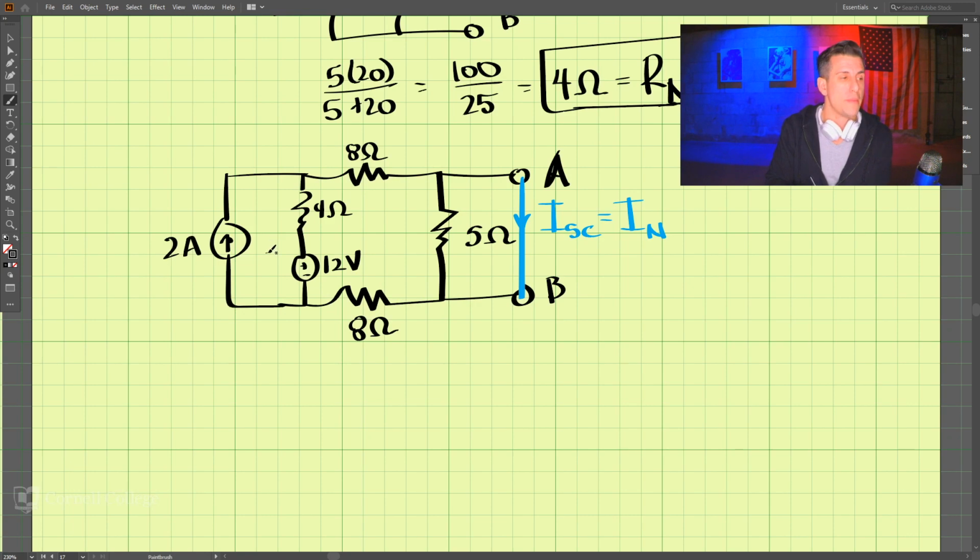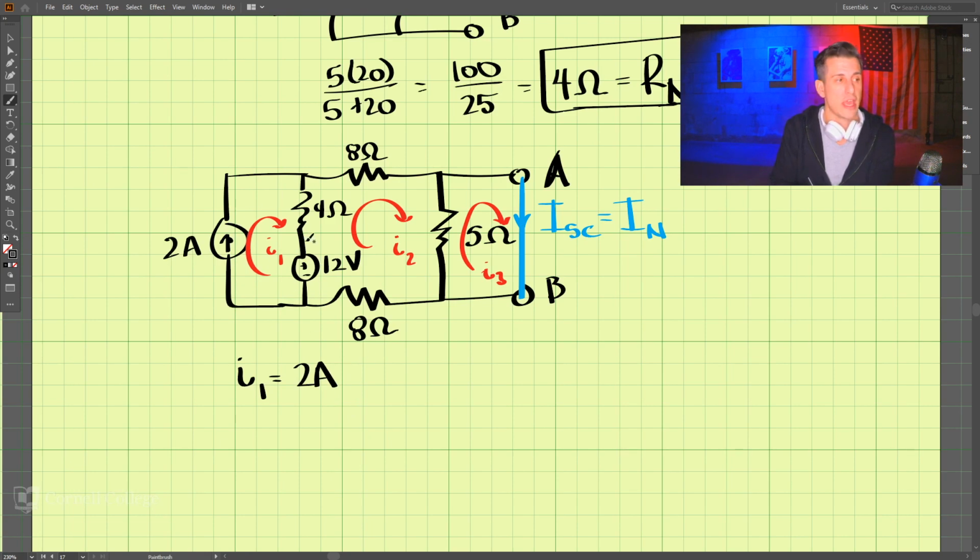And maybe we want to do our mesh analysis where we have I1, I2, and let's do I3. So let's do this analysis. We'll start with this loop here. And what we find in that loop, I1 is equal to 2 amps. Okay, that's what we know about this loop.